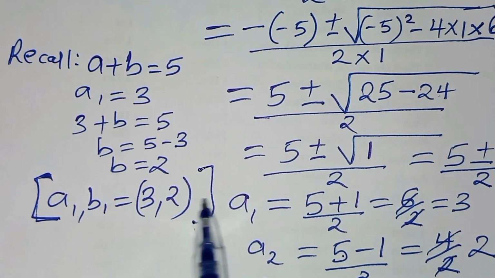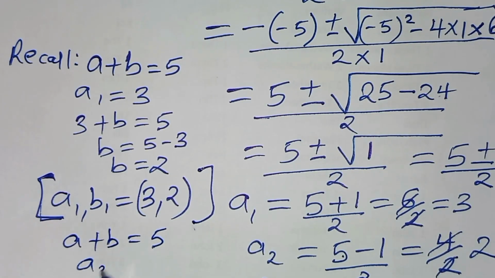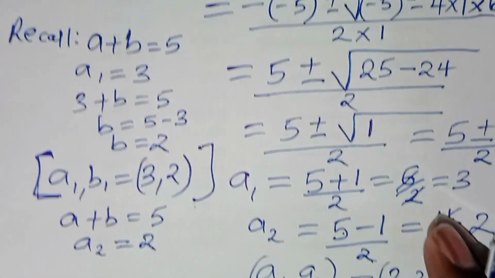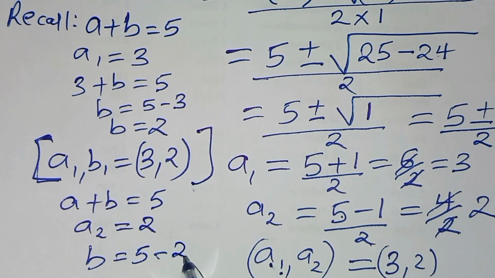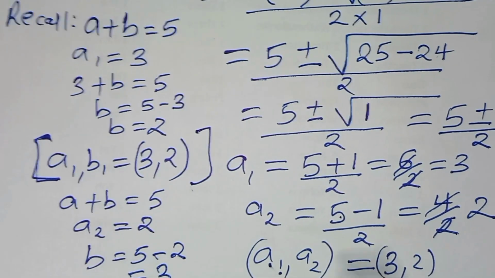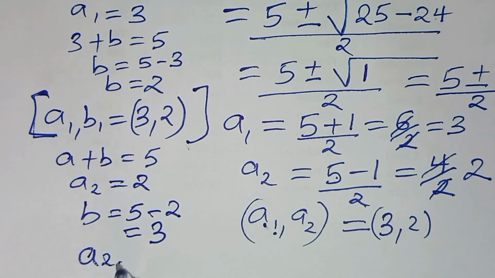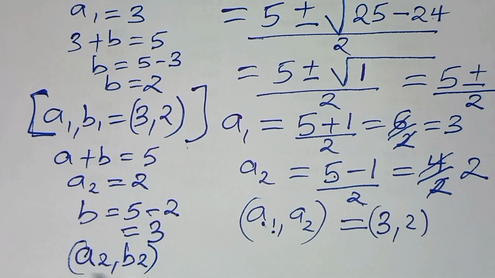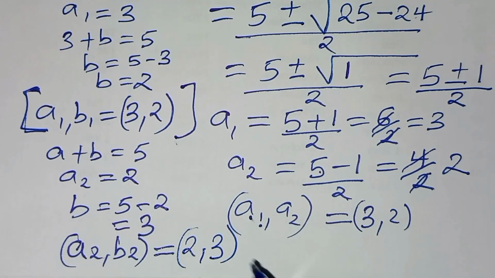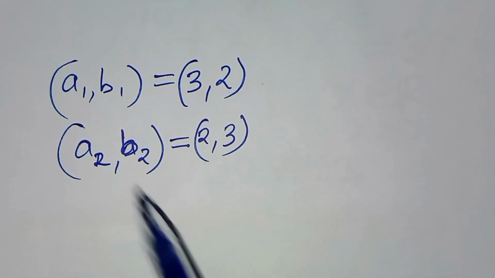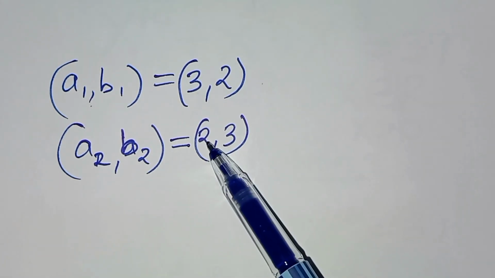The second set of solution here, we have that a plus b is equal to 5, and given that a2 is equal to 2, let's substitute here. So b is equal to 5 subtract 2, and therefore b is equal to 3. And therefore a2, b2 is equal to 2, 3. So this is the next set of solution. Now, given that a1, b1 is equal to 3 and 2, and a2, b2 is equal to 2, 3.